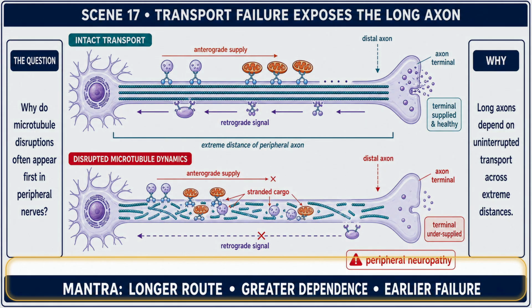Distance is the vulnerability. A peripheral axon may extend an extraordinary length, so a small transport defect is amplified across a very long route. That helps explain why taxanes and vinca alkaloids can produce a length-dependent peripheral neuropathy. The longer the route, the greater the dependence, and the earlier transport failure becomes visible.